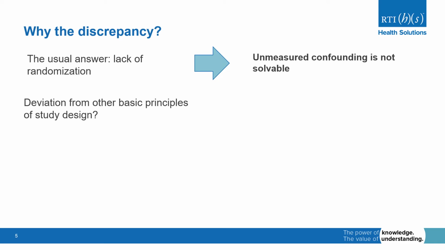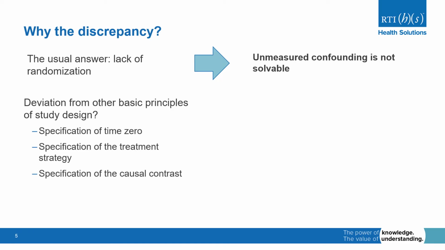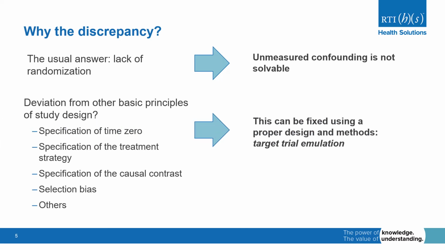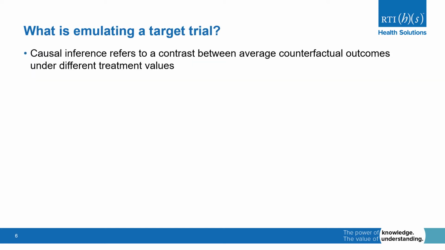And these other reasons are just deviations from basic principles of study design, like misspecification of time zero, misspecification of treatment strategy, misspecification of causal contrast, selection bias, and others. The difference with unmeasured confounding is that these deviations of study design can be fixed if we use a proper approach. And the approach that I'm going to propose here is called a target trial emulation. And we're going to see how it works for real-world data with a case study. So what is emulating a target trial?